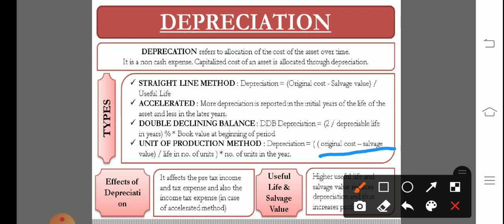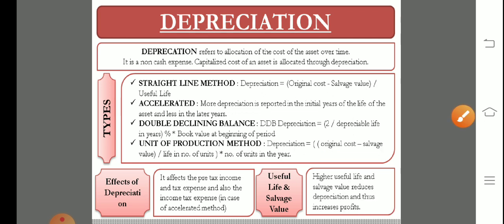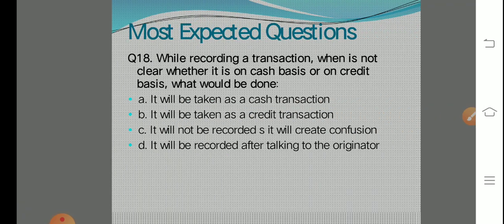So effect of depreciation. So what is the effect of depreciation? We can see it affects the pre-tax income and tax expense, and also the income tax expense. It is in case of accelerated method. And useful life and salvage value. Higher useful life and salvage value reduces depreciation and thus increases profit. So these are some of the points of depreciation. So let's move to next question.